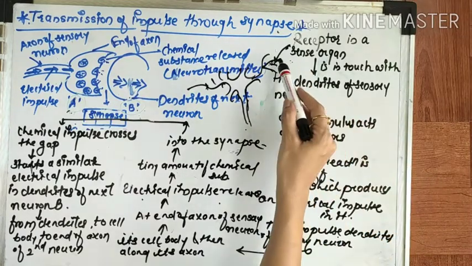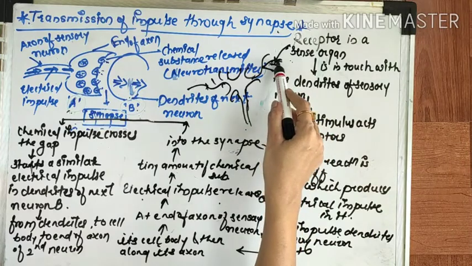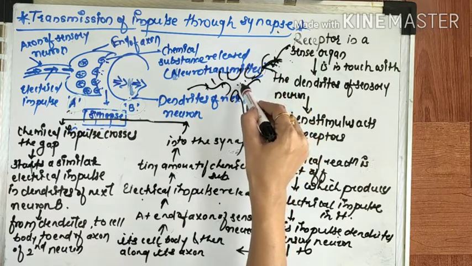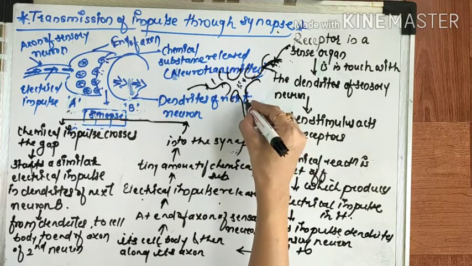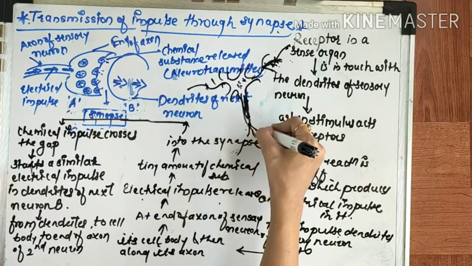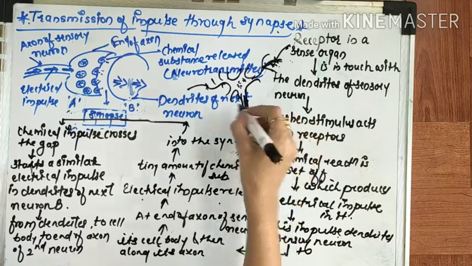The impulse is present on the dendrites of the sensory neurons here. Then it is transferred from the dendrites to the cell body, and from the cell body it goes to this axon, right? And from this axon it goes to the end of the axon of the sensory neuron, which is nothing but this structure.